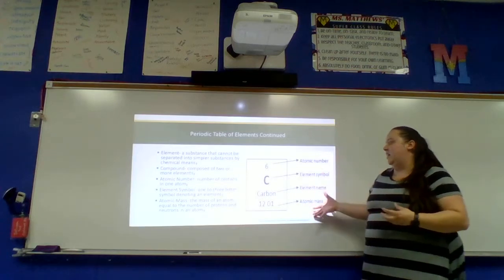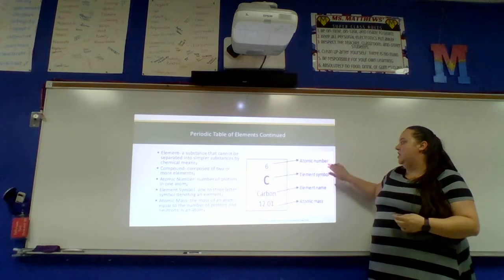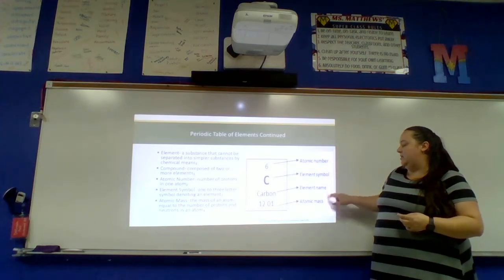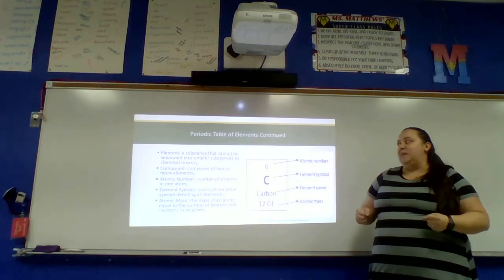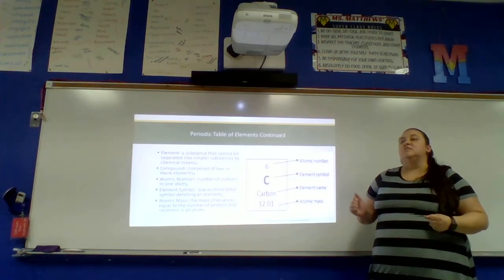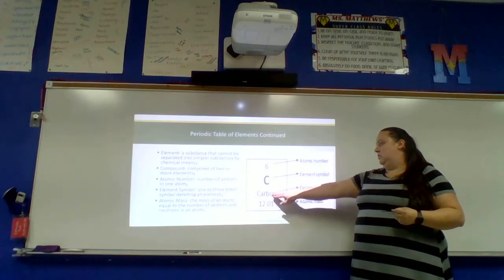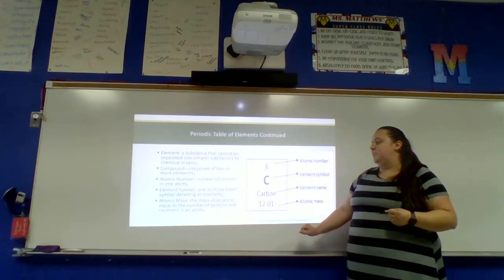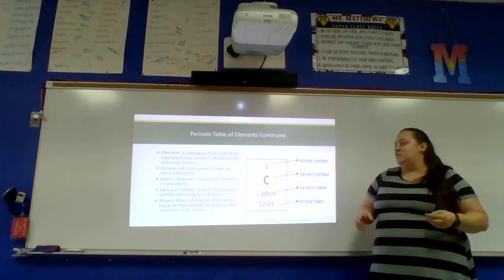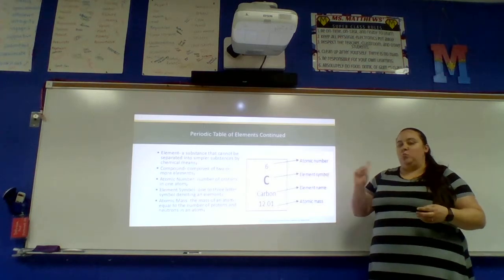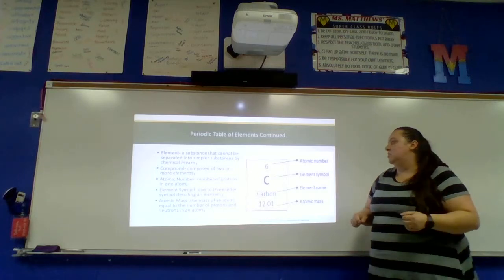And here we have the element box that gives you the atomic number, the element symbol, the element name, and the atomic mass. Now, the element is a substance that cannot be separated into simpler substances by chemical means, and that is represented here. This is the element name. A compound is going to be composed of two or more elements. So an element is one, and a compound is multiple different.